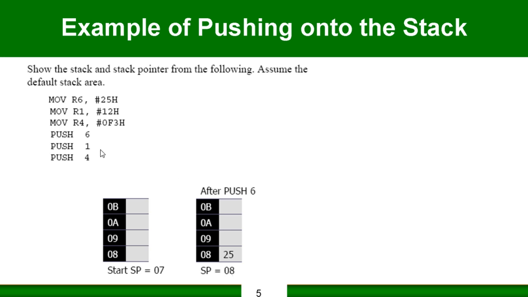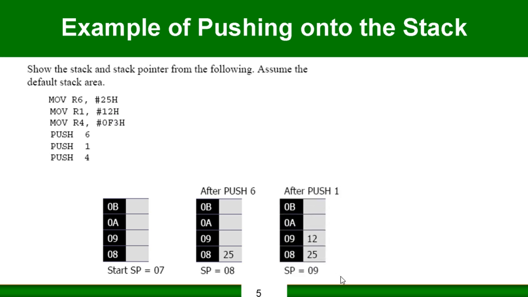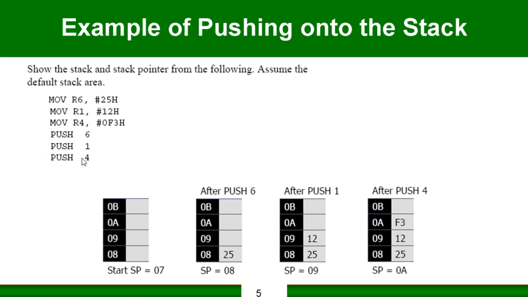After this, when the PUSH 1 instruction is executed, this 12H is moved to the 9th RAM location. The stack pointer has been incremented. It indicates that one more location has been utilized. After the next push, PUSH 4, the value that was in R4, F3, has been moved to location A. Now the stack pointer has been incremented and its current value is A.